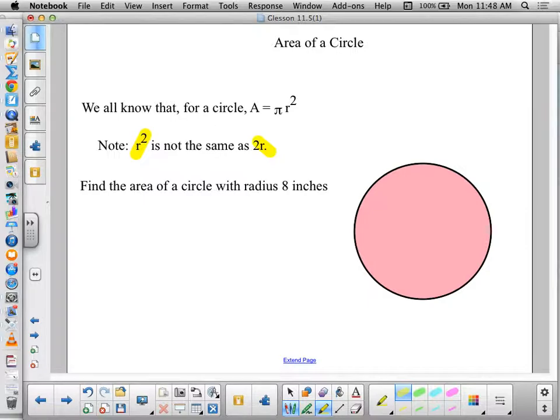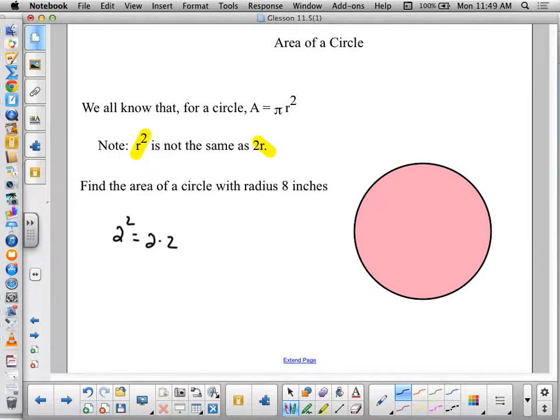R squared normally does not equal 2r. The only time r squared equals 2r is if r equals 2. Okay? 2 squared equals 2 times 2. That's the only time it works. For any other radius, 1, 5, 18, the square root of 7, I don't care, whatever it is, anything other than 2, x squared and 2 times x are not the same thing.